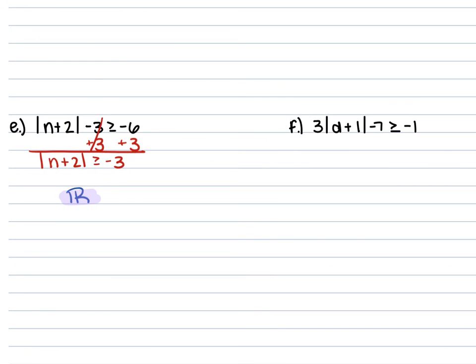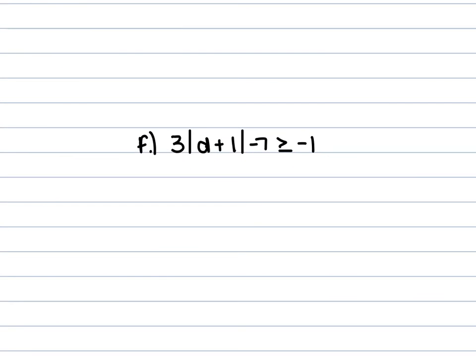For example, F, we have 3 times the absolute value of d plus 1 minus 7 is greater than or equal to -1. So once again, we do not have the absolute value of something isolated, so we are going to remove the 3 and the -7 away from that absolute value in order to first isolate the absolute value of that d plus 1. You want to undo any addition or subtraction first, just like you're solving equations that have multiple steps. So we're first going to add this 7 to both sides.